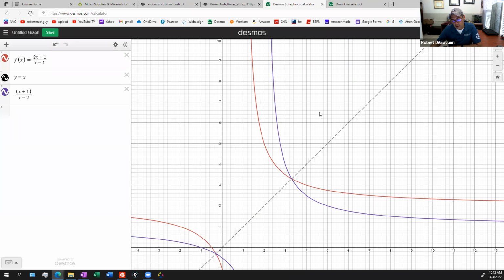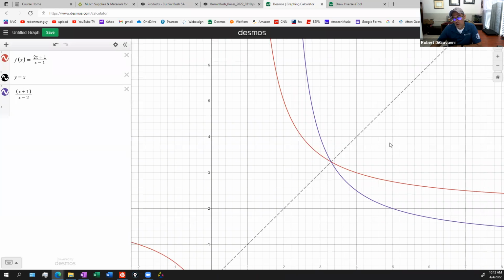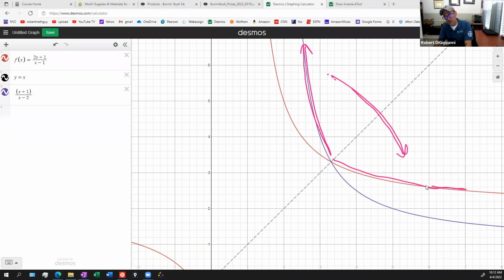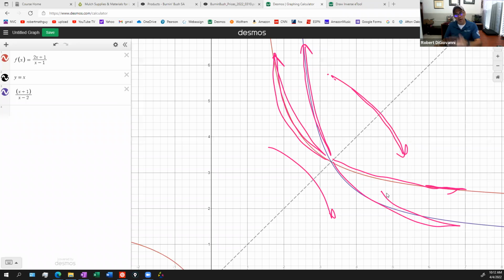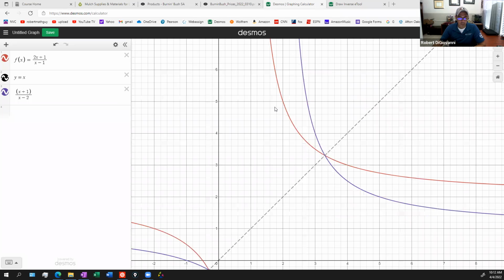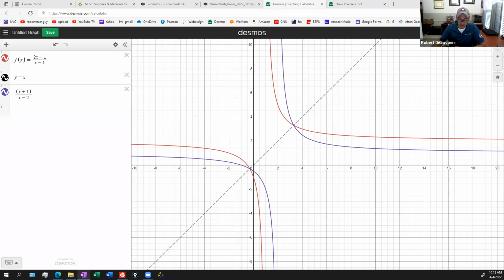Does it look like the purple one is a reflection of the red one? If you reflect it over the diagonal dotted line, just tilt your head and look at it. They do look like reflections, don't they? Imagine taking this whole piece right here, flipping it over, and it would land right there. If we took this red piece and flipped it over, it would land right here. So they are indeed mirror images of one another. Okay, questions?